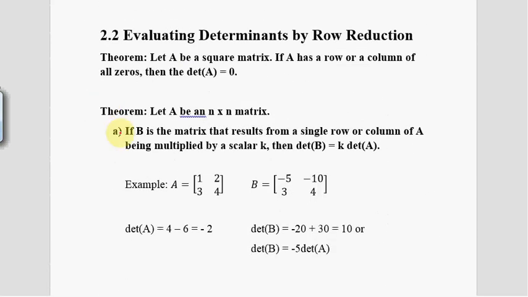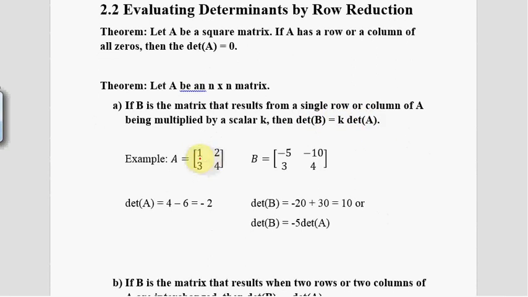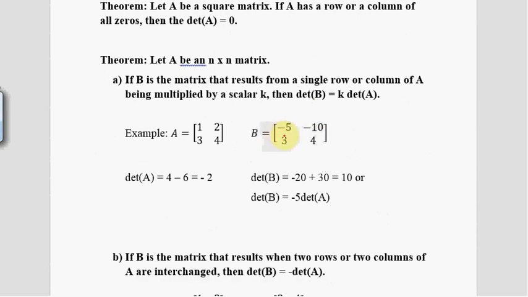It was that first one that said that if B is the matrix that results from a single row or a column of A being multiplied by the scalar K, then the determinant of B is equal to K times the determinant of A. And I gave an example here. This is the matrix A, the matrix B. The only difference is matrix B has a factor of negative 5 times row 1. So you can factor out that negative 5. Let me show you here.